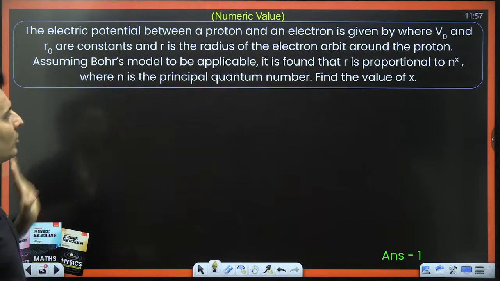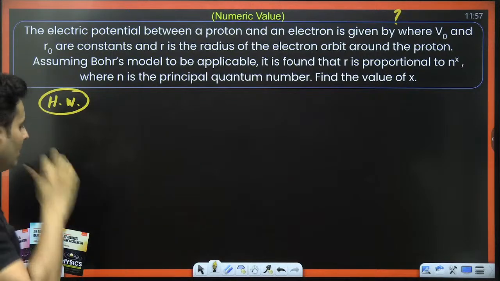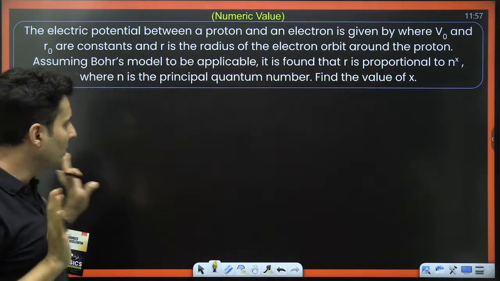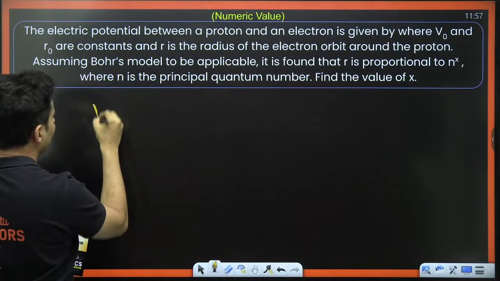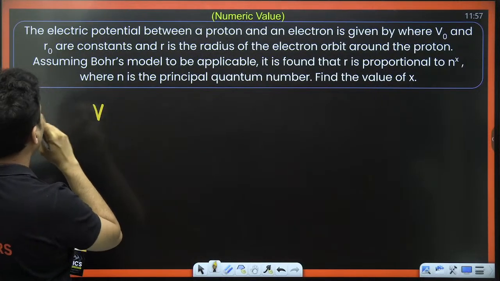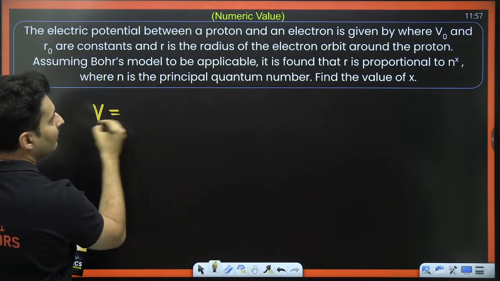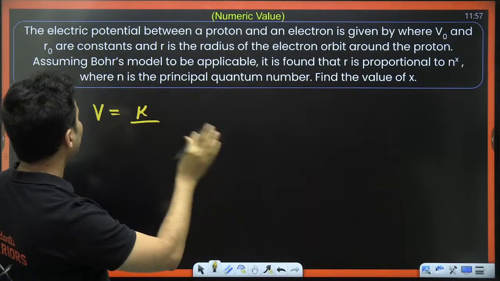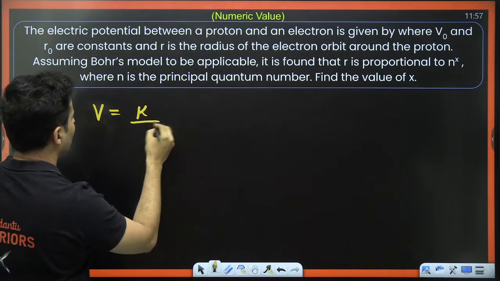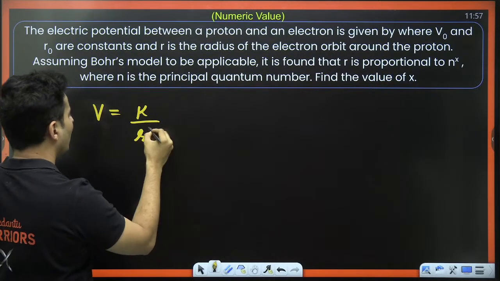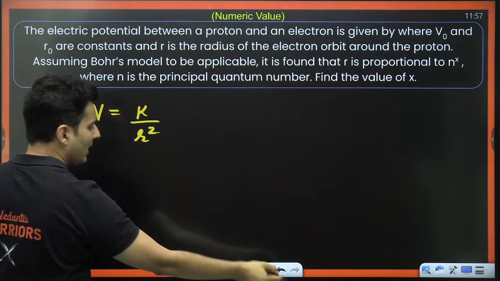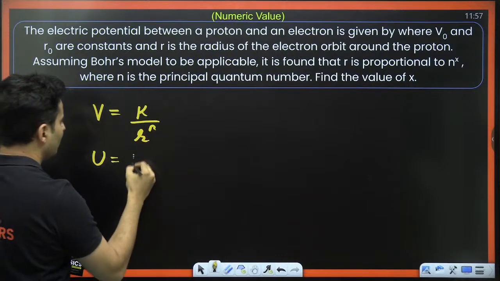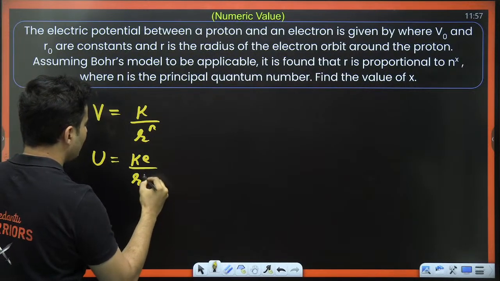I don't know what the actual question is, but I'll just tell you what could have been there. If the electric potential is given by K by something, K by R or K by R square, K by R cube, could be anything. Let's say K by R raised to n. Then the electrical potential energy will be given by Ke divided by R raised to n.